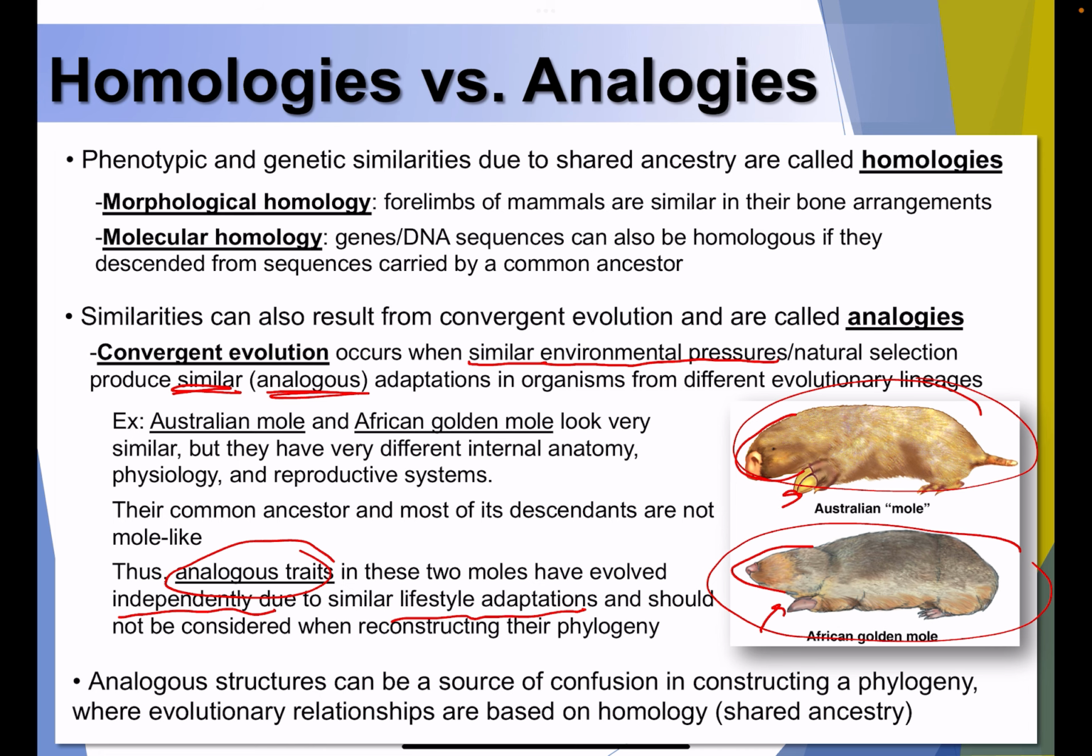Hence, when we are constructing a phylogeny, we have to be careful of analogous structures because they can easily be a source of confusion. Remember, phylogenies are based on shared ancestry, homologies, not analogies. So another clue to distinguishing between homology versus analogy is that the more elements that are similar in two complex structures, the more likely they have evolved from a common ancestor versus being analogous.